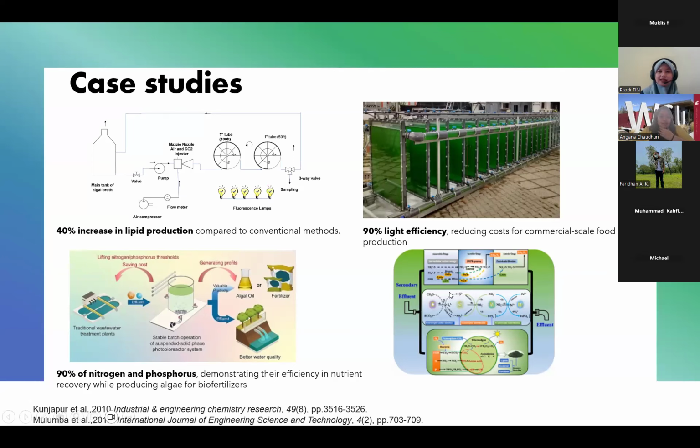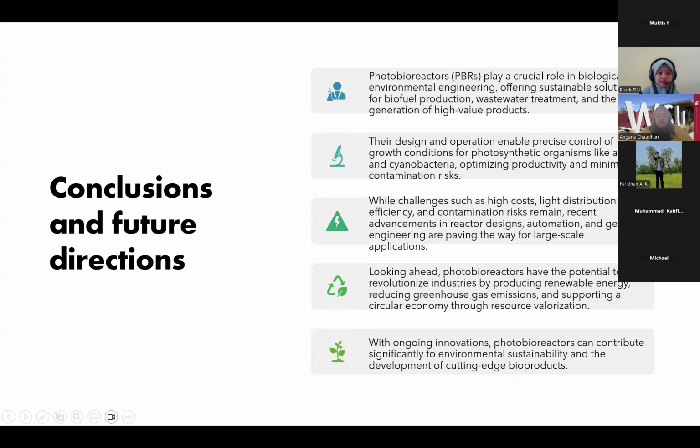And that causes like a 90% nitrogen or phosphorus reduction as well, which helps in the nutrient recovery. And when these get recovered, they can be used as biofertilizers as well. So you don't need a lot of manure or other artificial chemical substances, which might be hazardous for the plants as well.